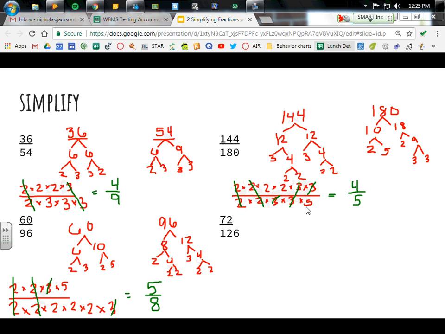All right, last one. So 72 and 126. So let's factor 72. 72 could, of course, factor down into 9 and 8. 9 can factor down into 3 and 3. 8 can factor down into 2 and 4. 4 can factor further into 2 and 2. All right, so as our numerator here, 72 is going to be 2 times 2 times 2 times 3 times 3.